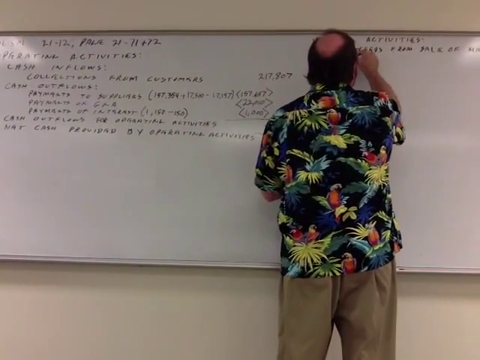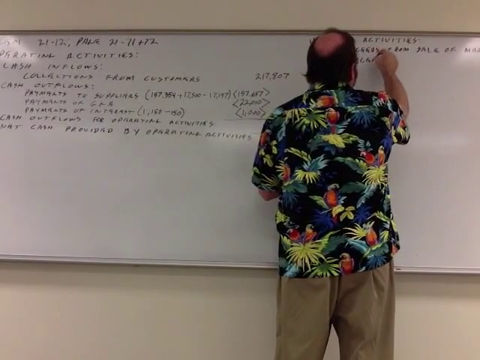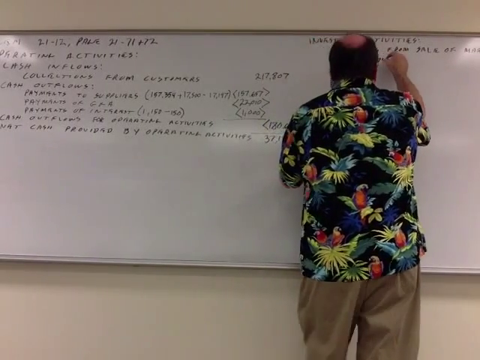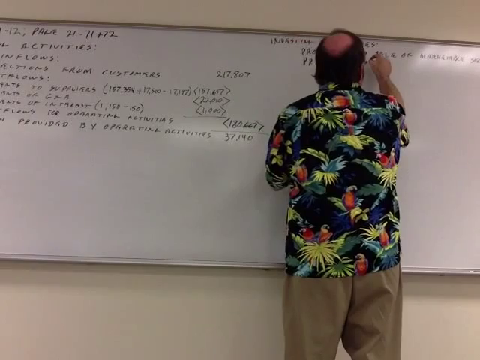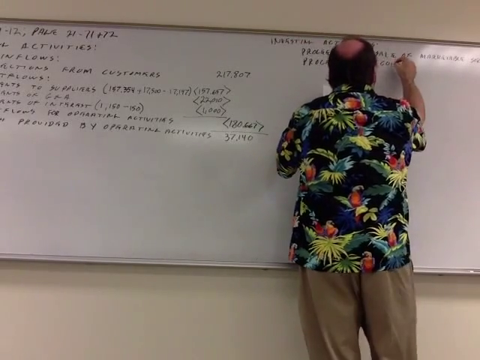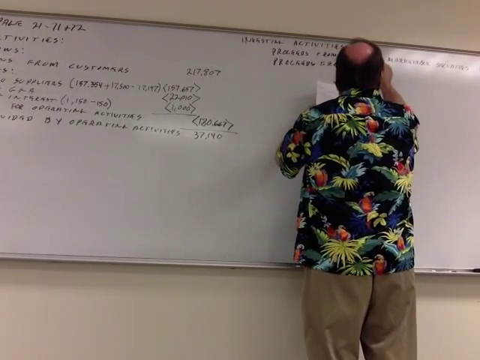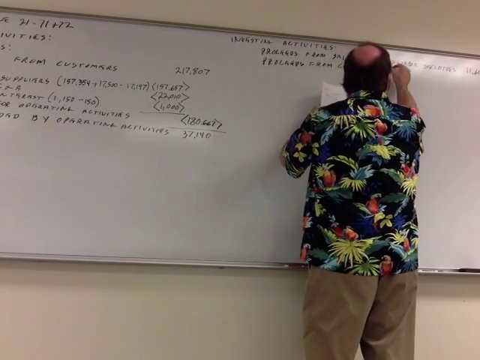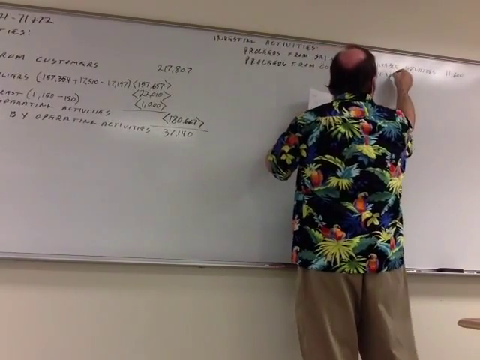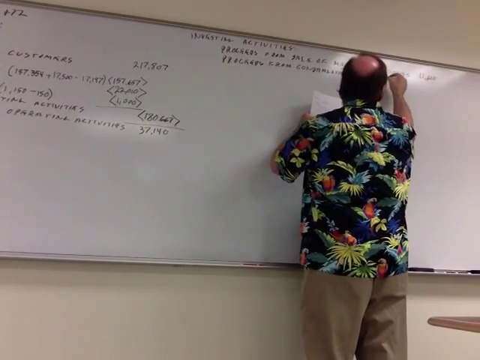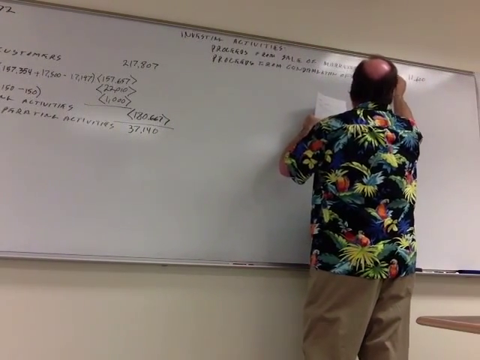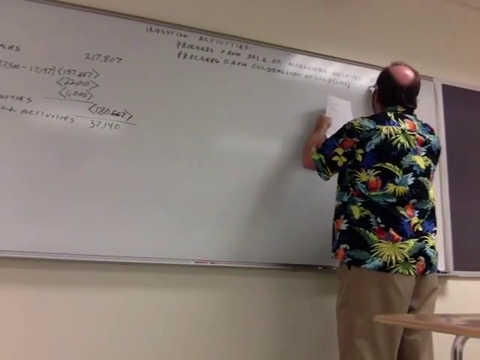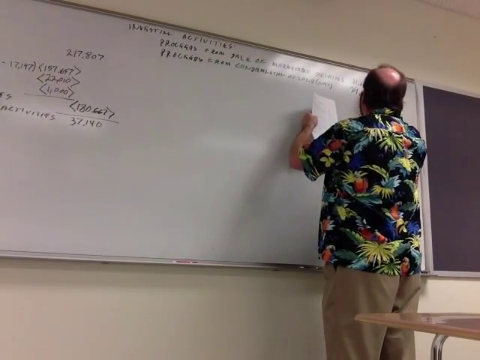That is proceeds from condemnation of land, net, 29,860.